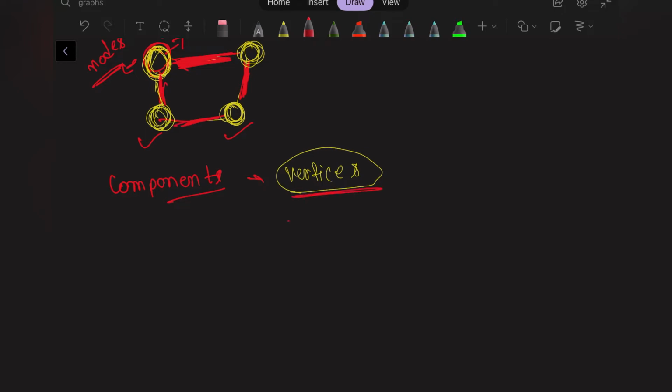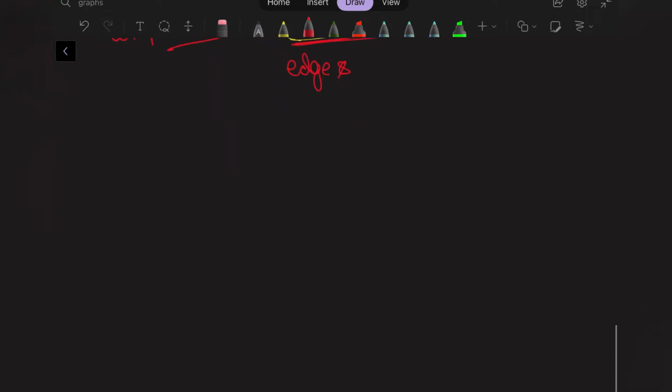The first component is vertices, then after that we have another component called edges. These two are the main components of the graph. So I don't think you have any problem with vertices and edges. Then after that we have some types of graph also.